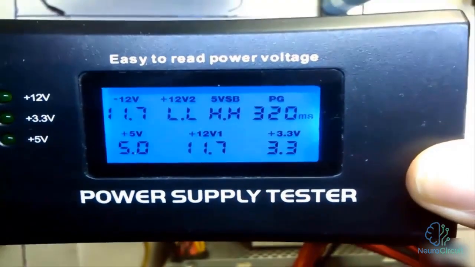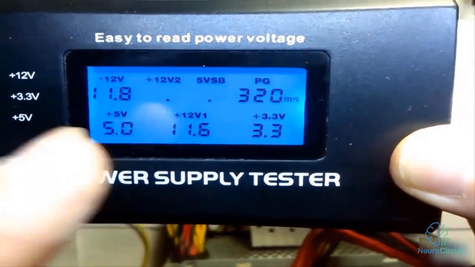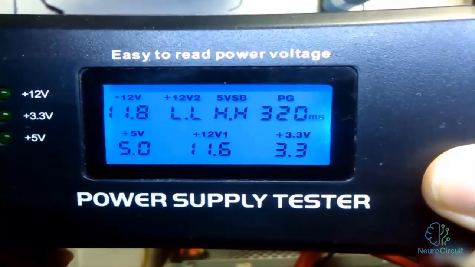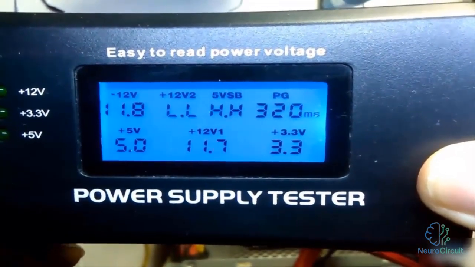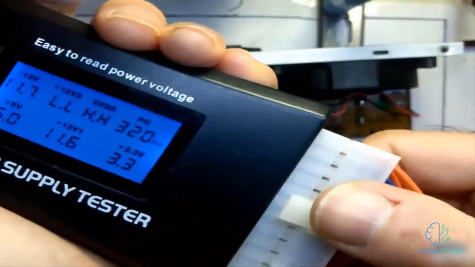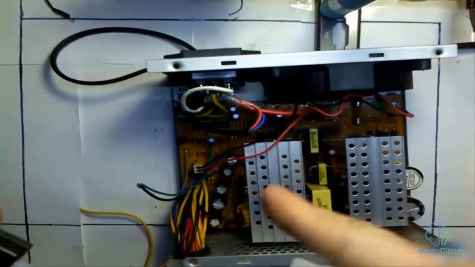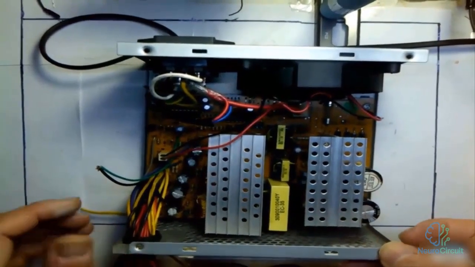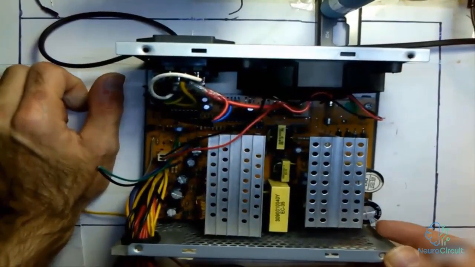And after a while you can see that even the 12 volt voltage turns into LL, meaning the voltage is low. So the information and feedback that the power tester gives us indicates that the power supply here actually has improper voltages and needs repair, and it's not outputting proper voltages at all.